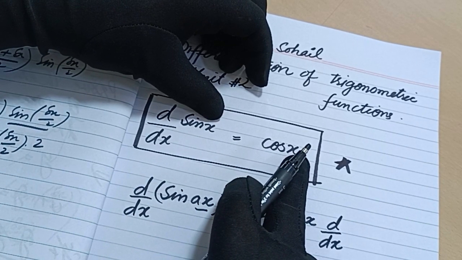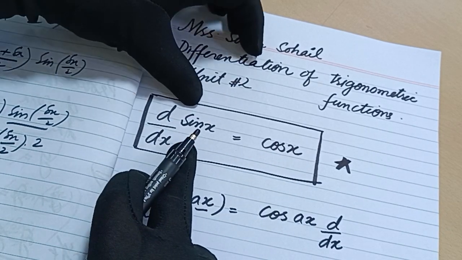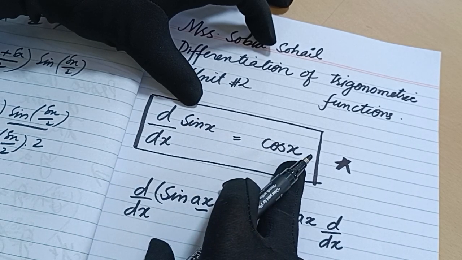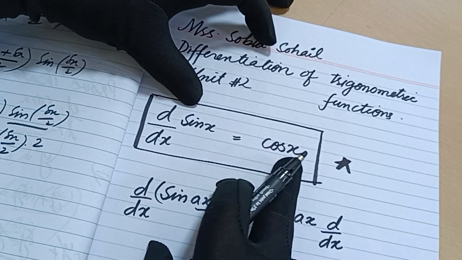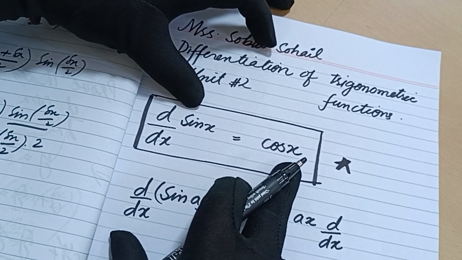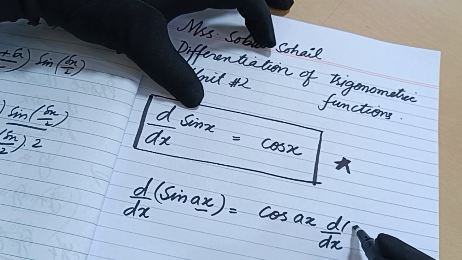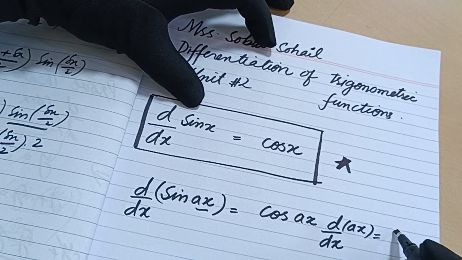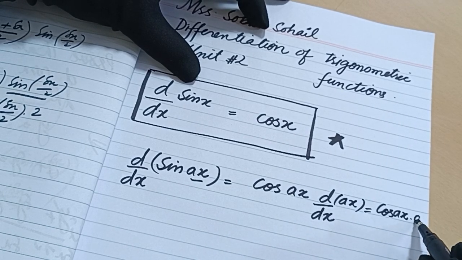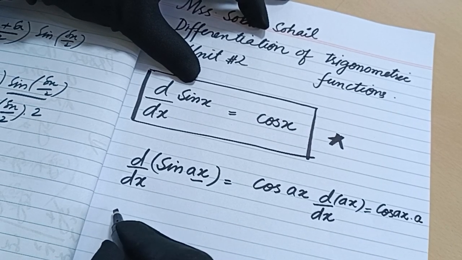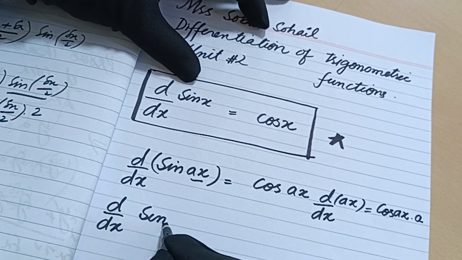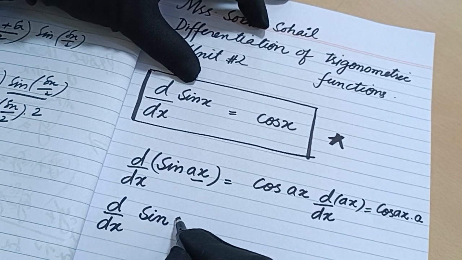No need to write it, but keep in your mind that whenever you are taking the derivative of a trigonometric ratio, after changing the ratio, you have to take the derivative of the angle. So the derivative of sine is cos of angle, then the derivative of the angle, that is ax. Its answer will be cos of ax, and then its derivative will be a.